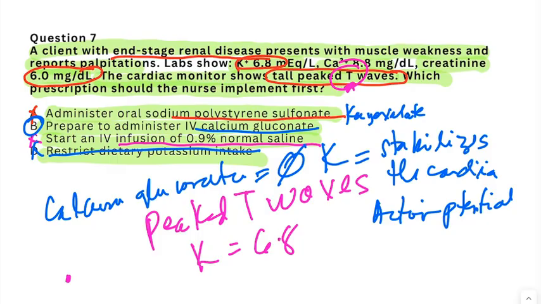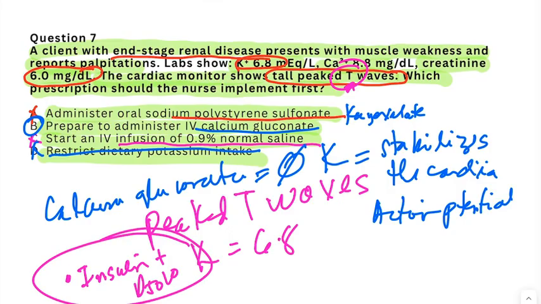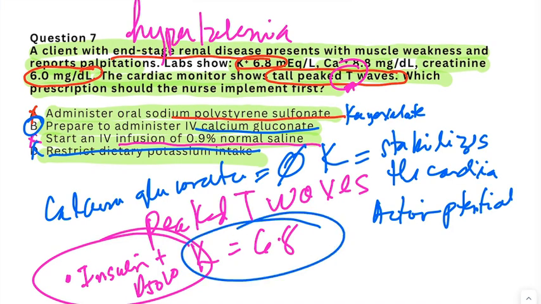Even if you have a choice that says insulin plus D50, because that's usually one of the choices that you're going to find with hyperkalemia, still, insulin would not be the correct answer, especially when you have a potassium as high as 6 and you already have peaked T waves. Okay? So B is the correct answer.